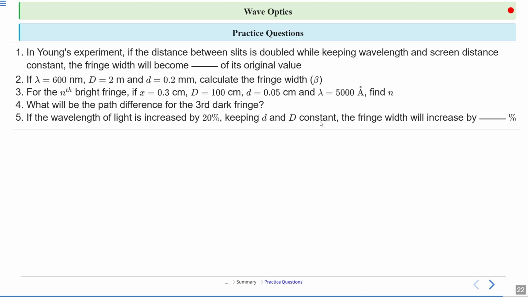What happens when we increase the wavelength by 20% while keeping small d and capital D constant? What will be its effect on the fringe width? Fringe width will increase by what percentage if we are increasing the wavelength by 20%?